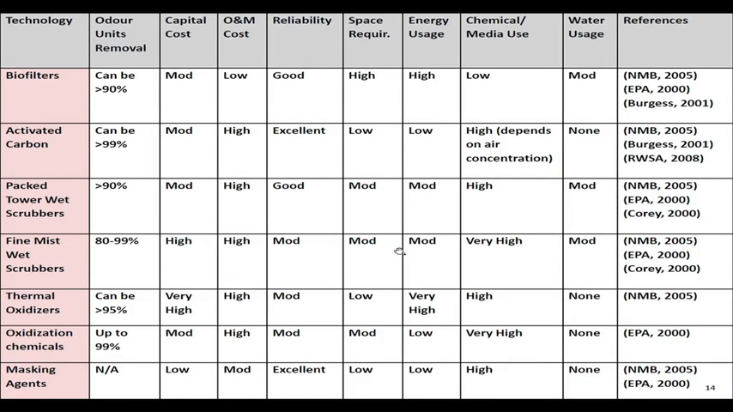This is exactly what we did. As you can see in this table, we looked at different types of technology, biofilter, activated carbon. All the things that we listed, we looked at: odor removal, capital cost, operation cost, reliability, space, energy, chemical and water usage. All this data was from different reports and literature out there, because we had to rely on that, and we came up with this comparison table where you can look at different types of technology and how they behave in different categories.